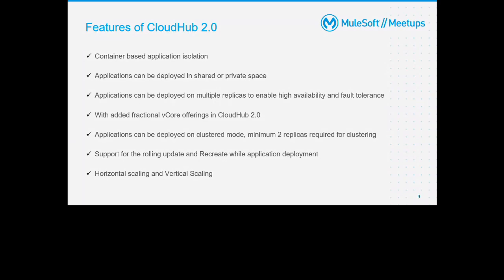Okay, coming to the next, horizontal scaling and vertical scaling. Horizontal scaling means we increase the number of nodes or replicas to handle more requests. With vertical scaling, you can increase the computing resources like RAM and CPU, that is, increase the vCore size of the existing replicas.